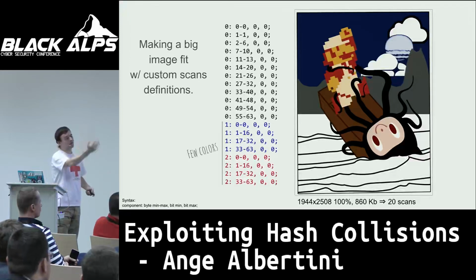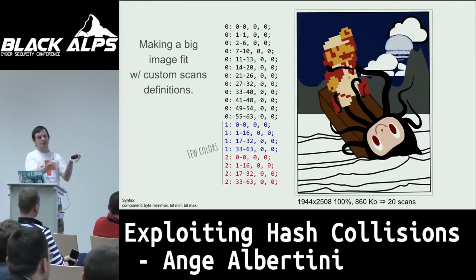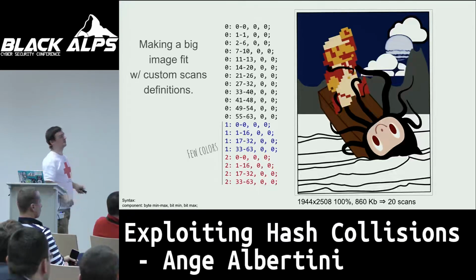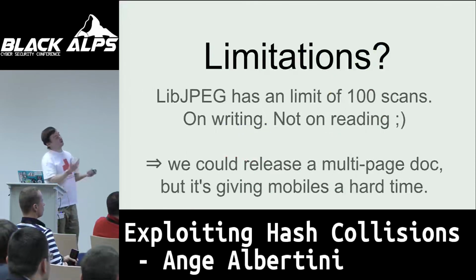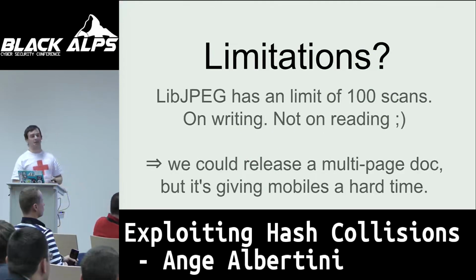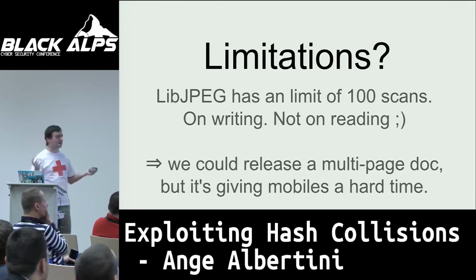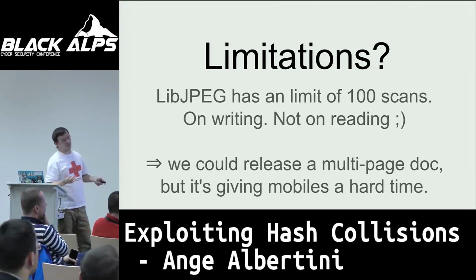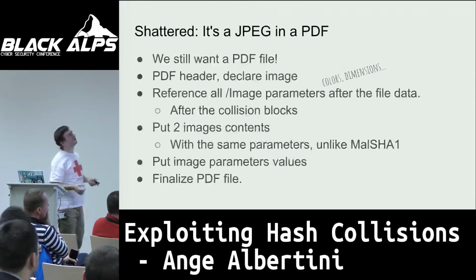You can even do more, but then I made a completely crazy JPEG, and it was still standard in resolution. It was taking 7 minutes to load on Ubuntu, just for your idea. Another trick is that JPEG has a hard-coded limit of 100 scans, but just on writing. On reading, it doesn't care. I think I made one with 2000 scans, and that was breaking Adobe Reader. We could at least release a multi-page doc, but it's giving mobiles a hard time. It was not really needed, but at least now it's documented in case.